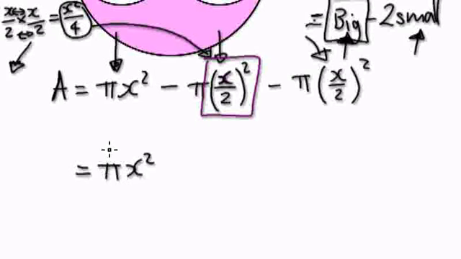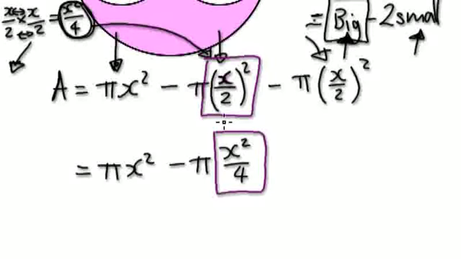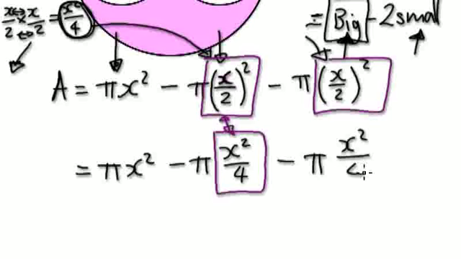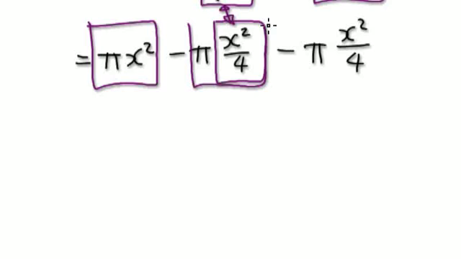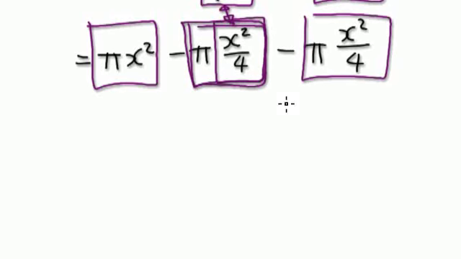Pi x squared. Remember, this is the big circle, and then we take away the area of the small circle, which is pi, and remember, we just worked this out to be x squared over 4. Okay, so what I'm saying is that these two are the same here. And then take away the same thing here, which is x squared over 4. And now remember, this whole term here is the big circle, this whole term here is one of the smaller circles, and this is the other smaller circle.